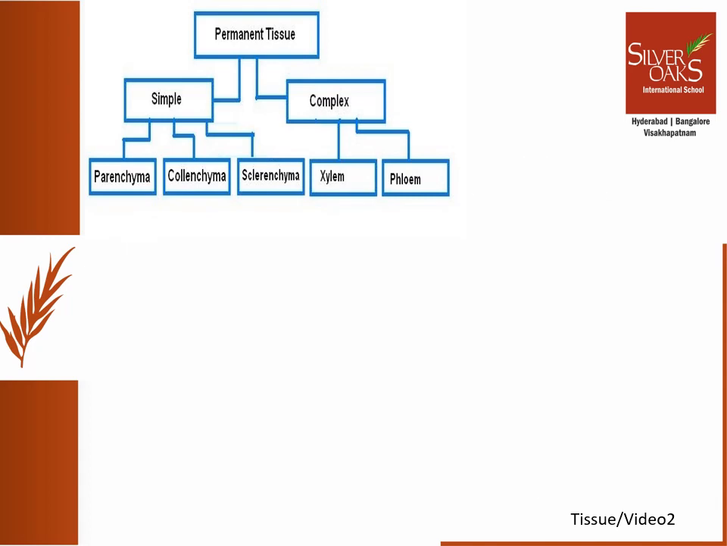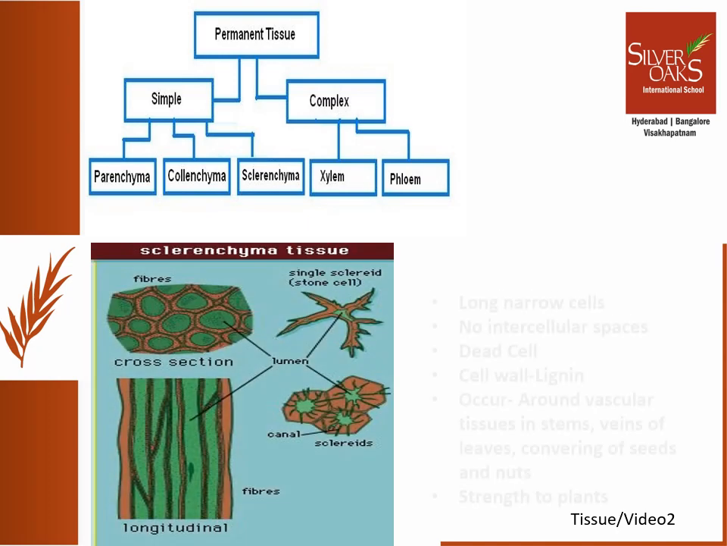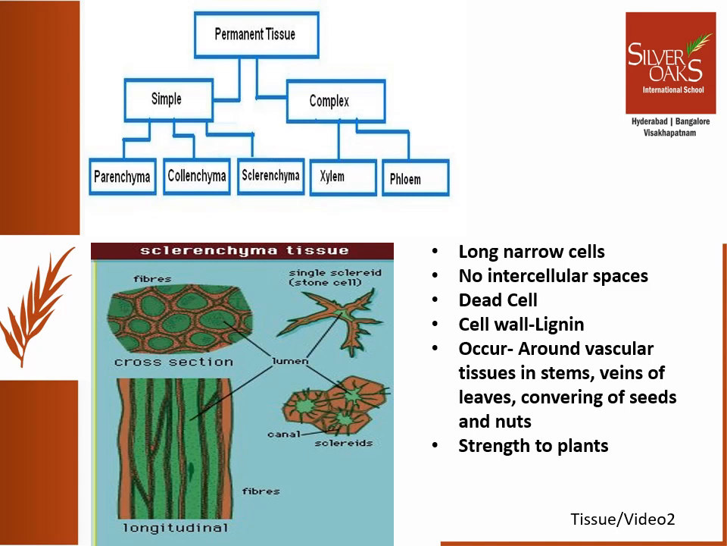The last type of simple permanent tissue is the sclerenchyma. Sclerenchyma are dead tissues. They are long, narrow cells and they do not have intercellular space between them. The cell wall in this case is made up of lignin. Their main function is to provide strength to plants. Where will they be found? They will be found around the vascular tissues in stems, the veins of the leaves, and the covering of seeds and nuts. So next time you see the husk of a coconut, remember it is due to the sclerenchyma tissue.